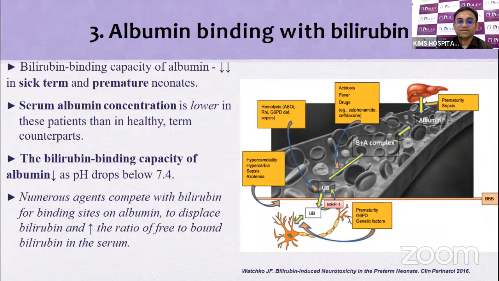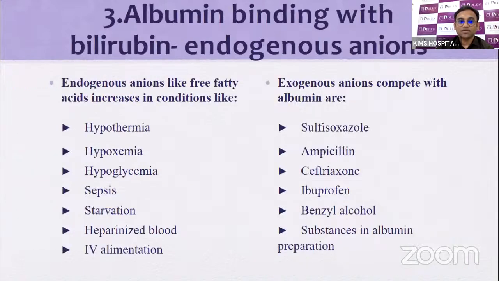So not only is the bilirubin binding capacity of the albumin low in preterm and sick infants, there are also certain exogenous and endogenous substances that promote the dissociation of bilirubin from albumin and lead to more free bilirubin, which increases the chance of kernicterus. There are endogenous anions like free fatty acids, which compete with the bilirubin for binding to albumin and can lead to more free bilirubin.